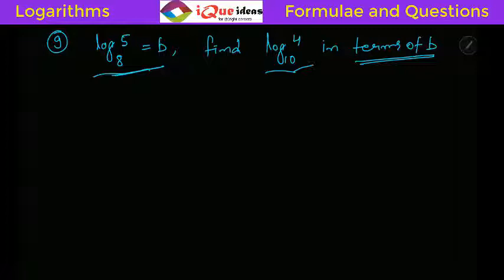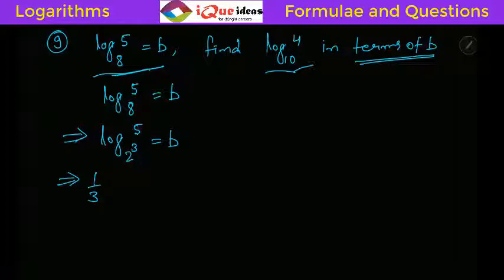Let's see. First of all, let me do one more thing. This log 5 to the base 8, which is equal to b, can also be taken as log 5 to the base 8 can be taken as 2 cube is equal to b. So this power 3 comes outside and it looks like 1 by 3. So the power from a base comes out in the denominator. So log of 5 to the base 2 is equal to b. So basically what we get here is log 5 to the base 2 is equal to 3b.